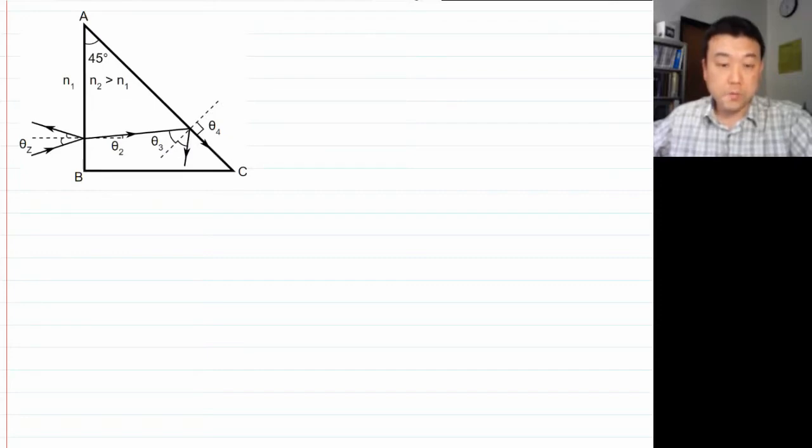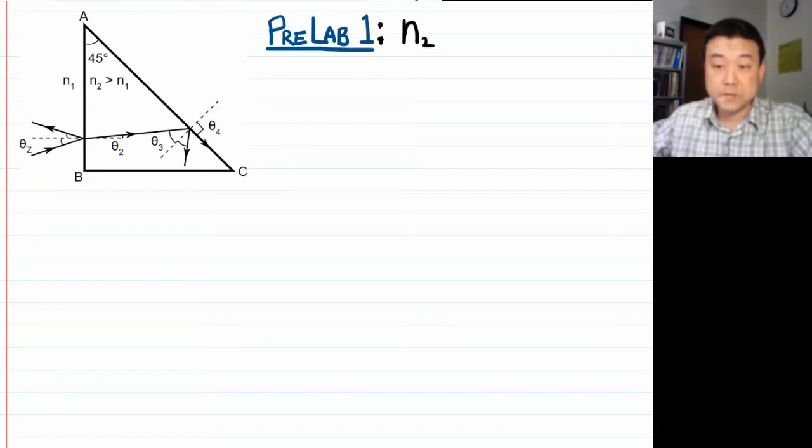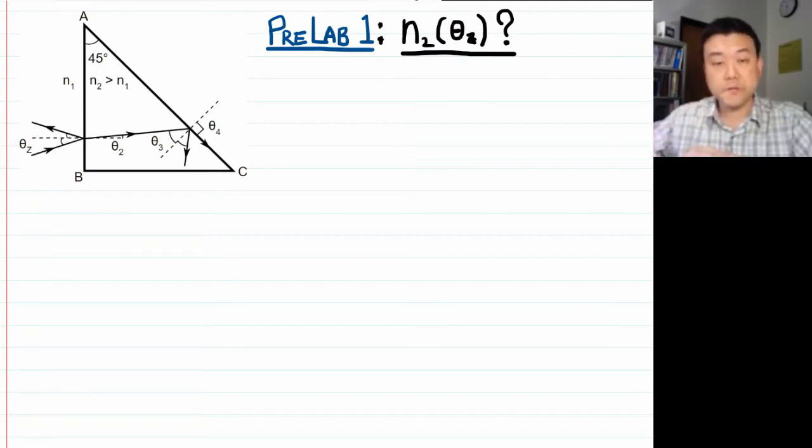Problem solving with an example. This is an example from your pre-lab 1, and I saw in your answers that quite a few people struggled with this question, which is why I thought I would use it as an example. The question asks you to express the index of refraction of the prism as a function of theta z, which is the only parameter you can measure in lab. It's not an easy question, and it takes detailed step-by-step problem solving, which is why I thought it would make a good example.